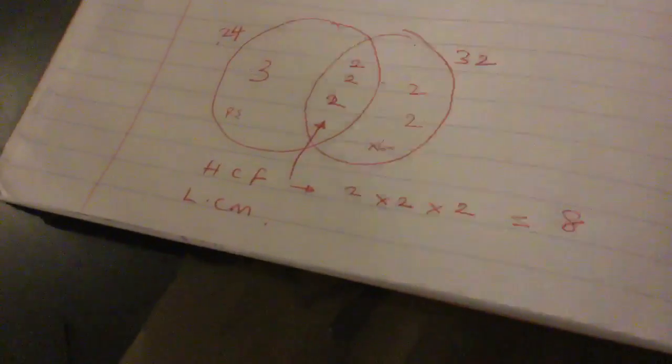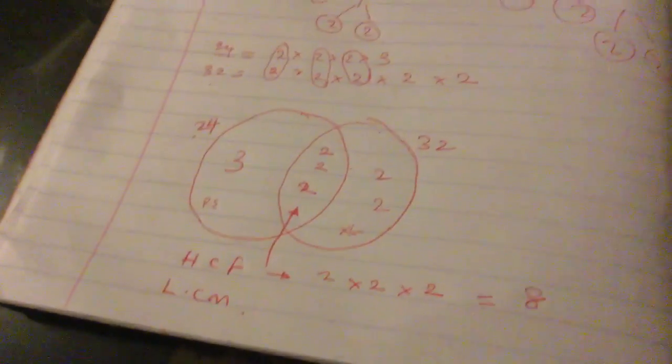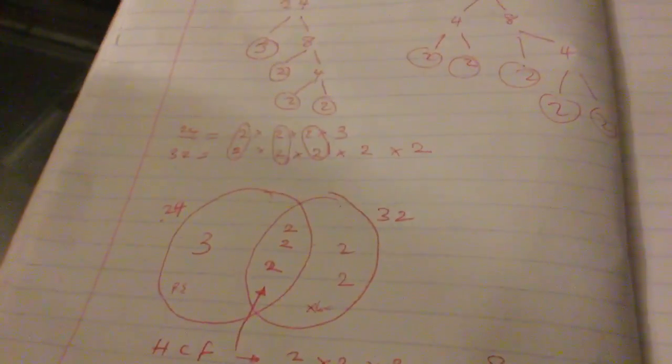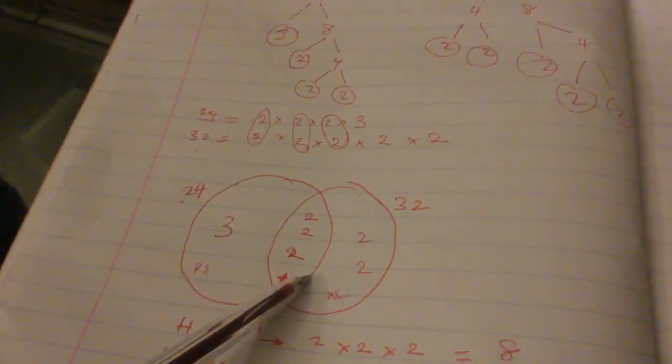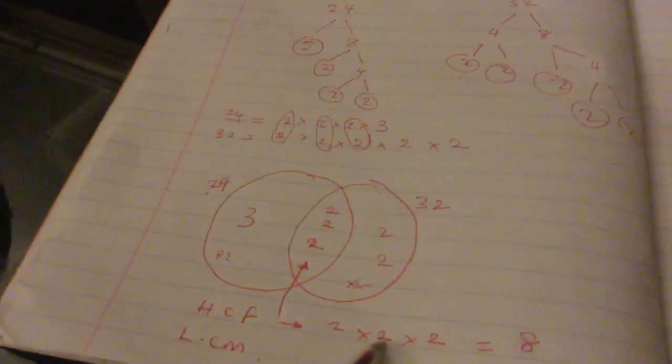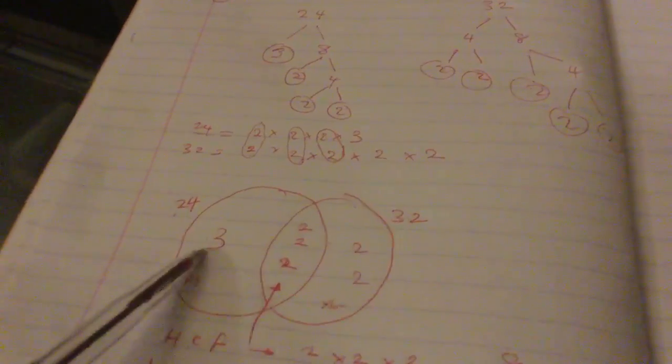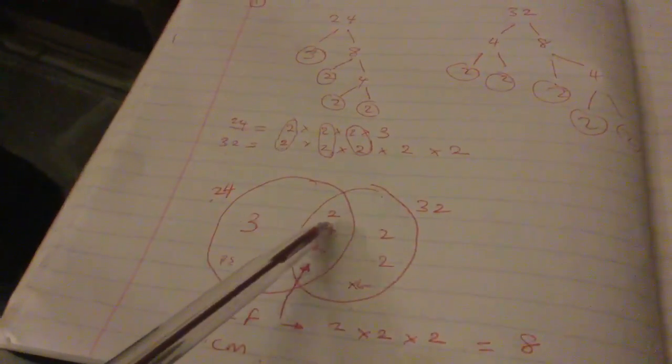Happy with this? Yes. The next bit, how to find the lowest common multiple. To find the lowest common multiple, you've got to times all the numbers you find in the Venn diagram. I'll say that again. You need to remember this. To find the highest common factor, you go in the common area and times all the numbers together. We're going to write this down in steps so you remember. To get the lowest common multiple, though, you need to multiply all of these numbers together.